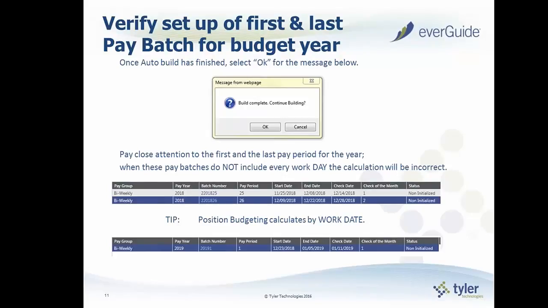Basically, build the year out and also build the first pay batch of the following year, and you pretty much can avoid that complicated issue I just described. So make it easy on yourself. Just verify the first and last pay batch for the budget year and make it really easy. Just build the next year's pay batch.